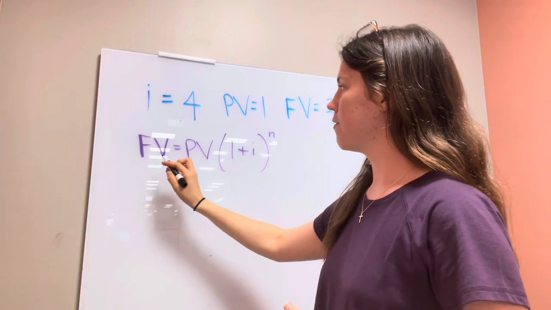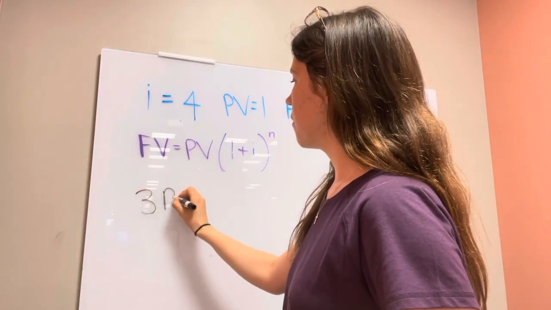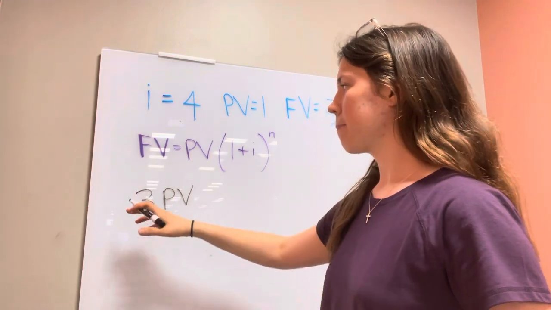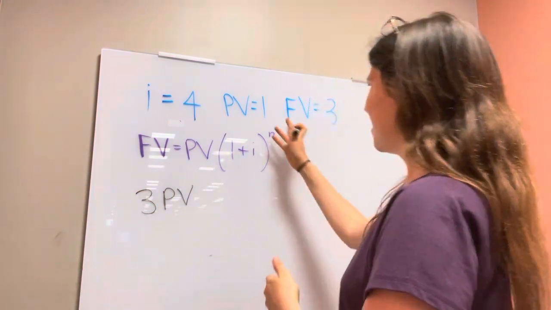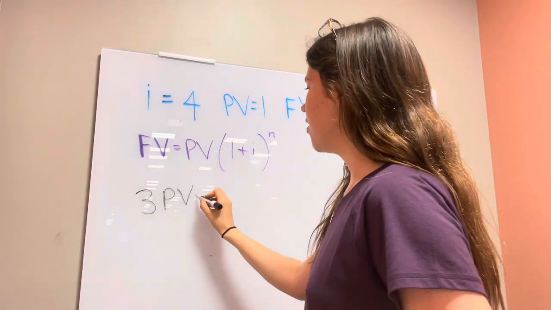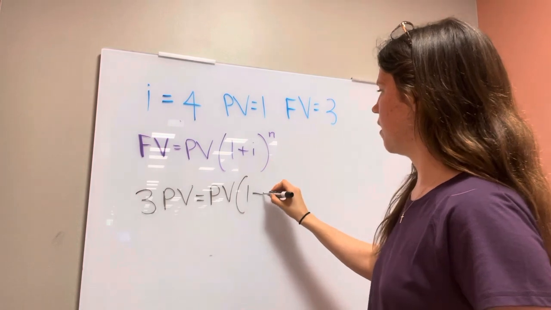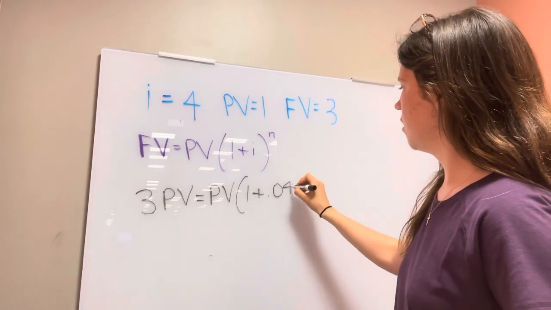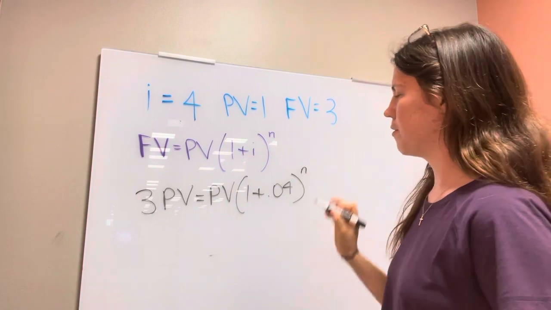So you're going to first fill in your future value, so that's 3, and then you can put present value next to it because present value times 3 will equal the future value, as you can see. And then don't fill in present value. And then we can go 1 plus 0.04, turn it into a decimal, of course, and then n. This is what we're trying to solve.